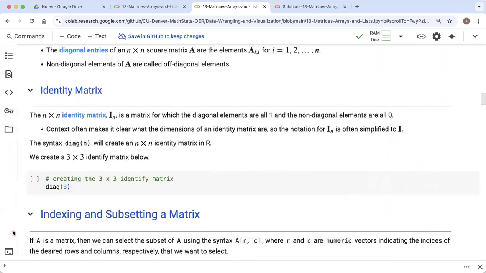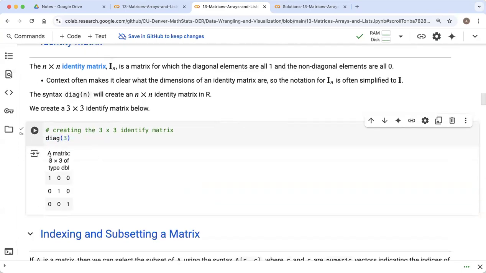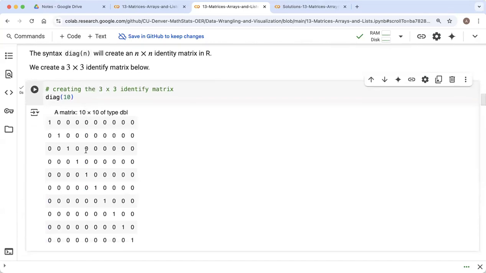The last thing I want to mention in this video is how we can create the identity matrix in R. There is a nice function called diag, D-I-A-G, and all I do is indicate the dimension of the identity matrix that I want to create. So if I do diag(3), this creates a diagonal matrix, the 3 by 3 identity matrix. If I did diag(4), I get a 4 by 4 diagonal matrix. I could do diag(10). This gives me the 10 by 10 identity matrix, I10.